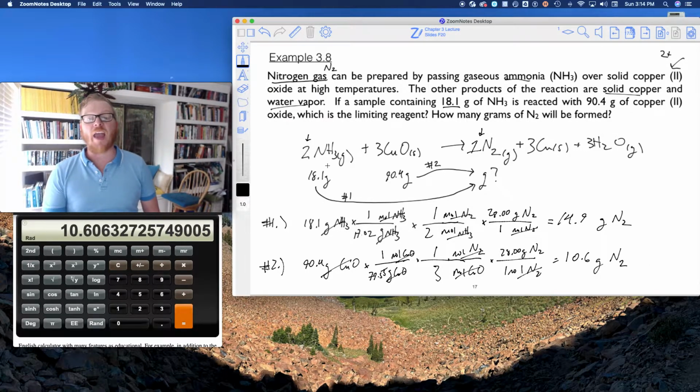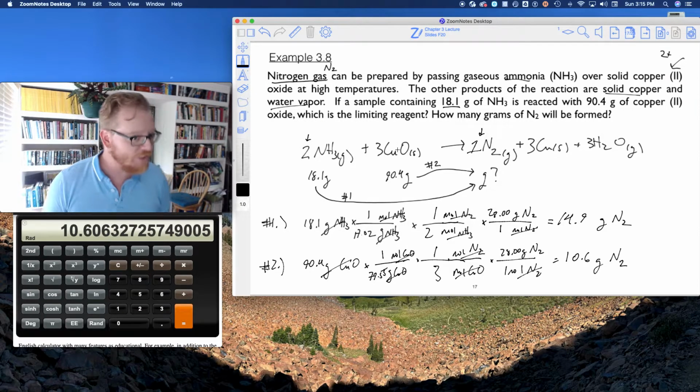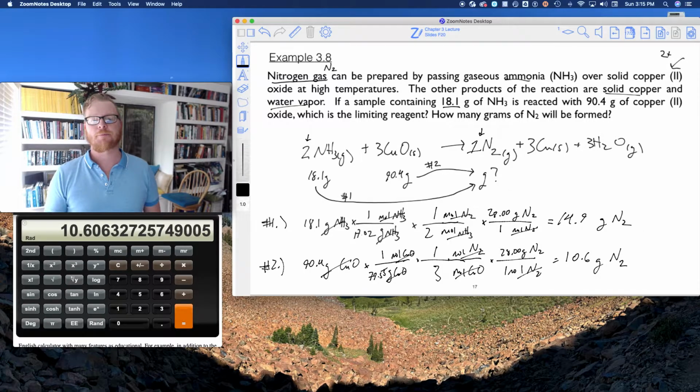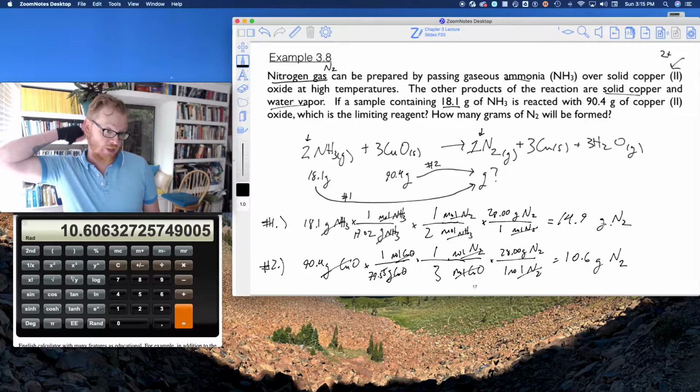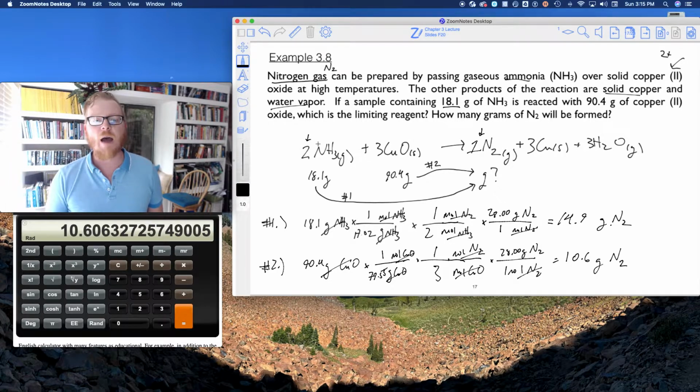If I started with 18.1 grams of ammonia, and I wasn't concerned with how much copper 2 oxide I had, I was only thinking about what I could make with my 18.1 grams of ammonia, I can make 14.9 grams of nitrogen with that amount. But now if I ignore the ammonia and I look at the copper 2 oxide instead, 90.4 grams of copper 2 oxide will only make 10.6 grams of nitrogen. And remember, the least is the most.